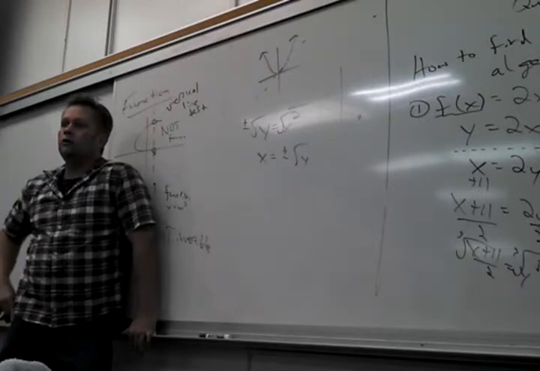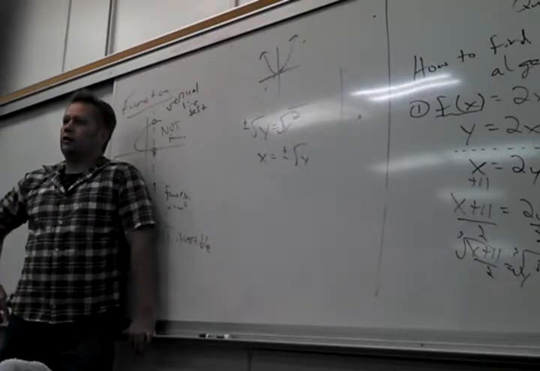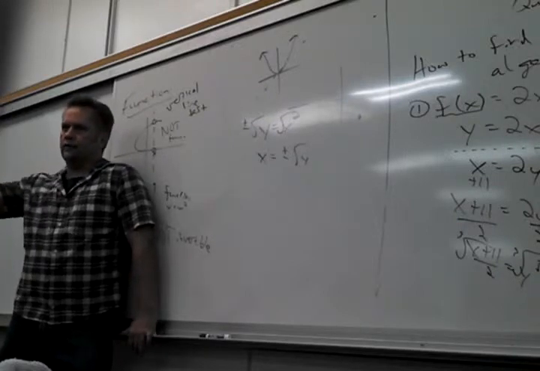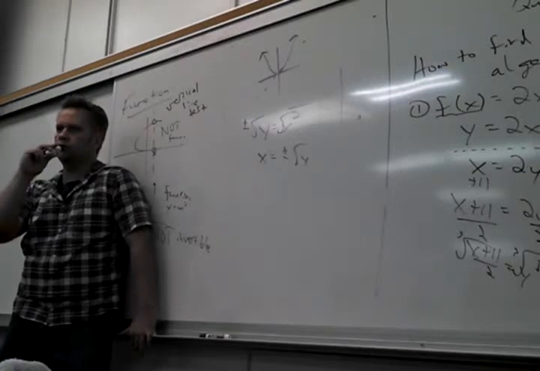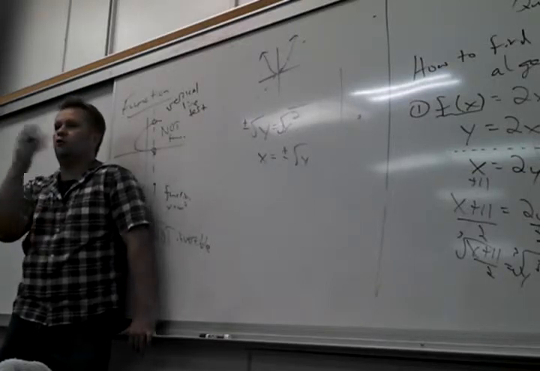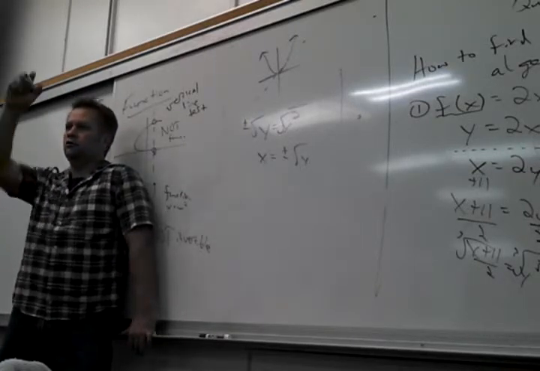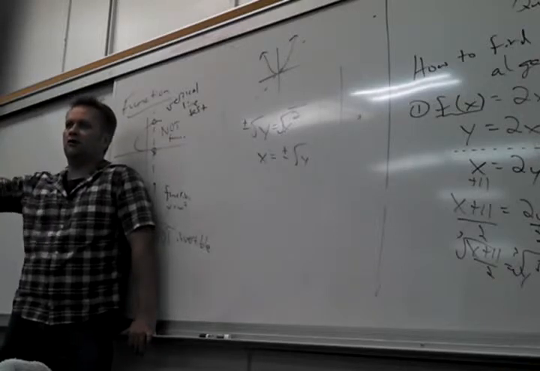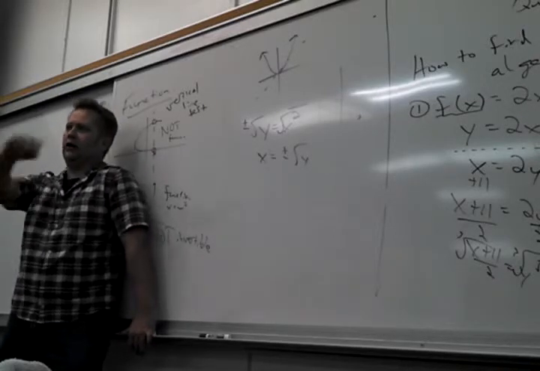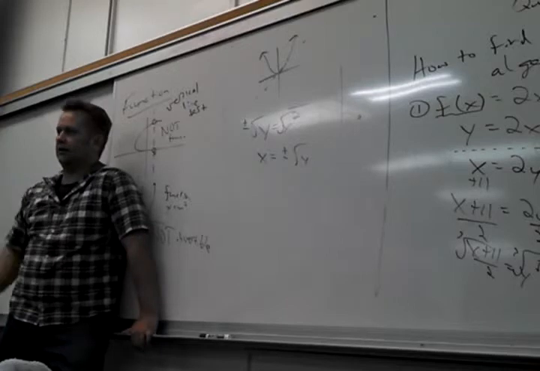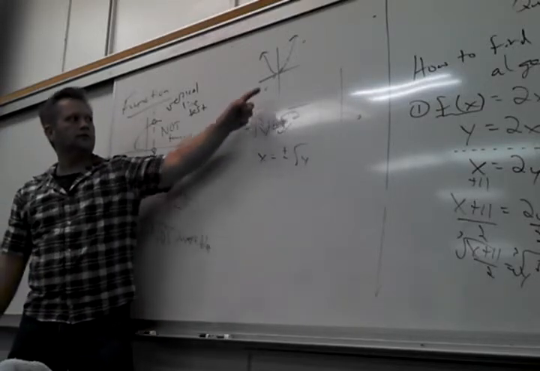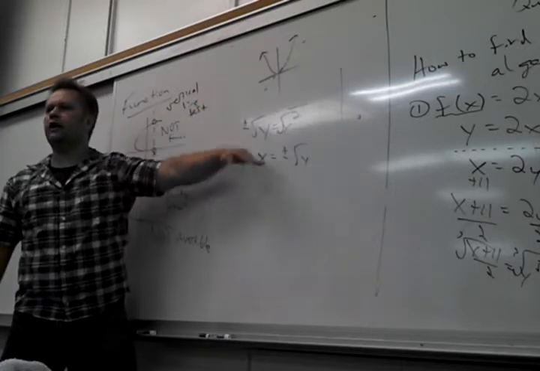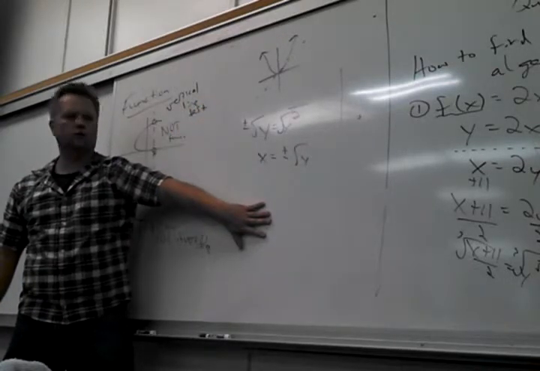So is it just x squared and x? Anything that does not pass the horizontal line test will not have an inverse. So a parabola is just the quickest thing that doesn't. Okay, a circle. Is a circle a function? No. Would it have an inverse? No, it doesn't pass any test, right? So any function that does not pass a horizontal line test, you can't find an inverse for it.